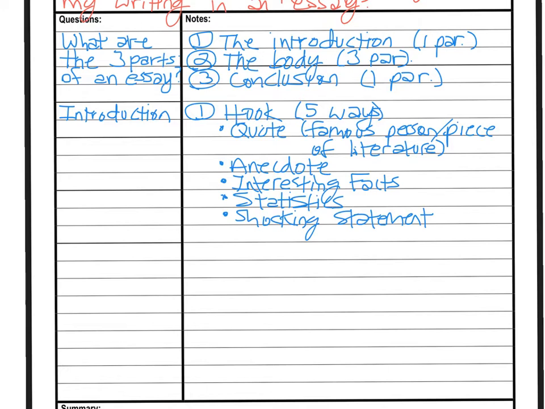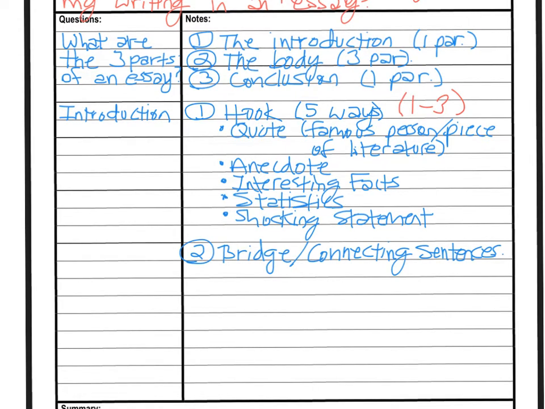A hook doesn't have to be very long. In most cases, it's probably only maybe 1 to 3 sentences. So don't spend an awful lot of time on it. The second part of the introduction is called the bridge, and sometimes also known as the connecting sentences. The bridge builds a connection between the hook and the topic of the thesis statement.